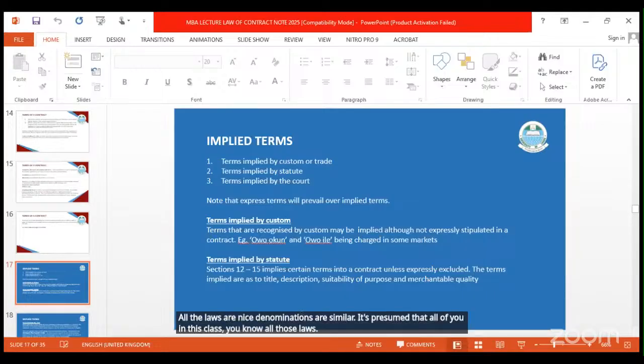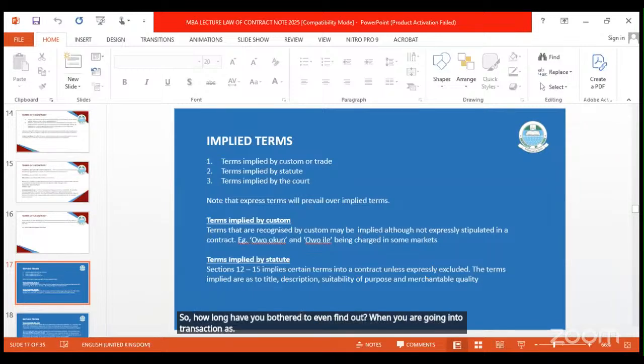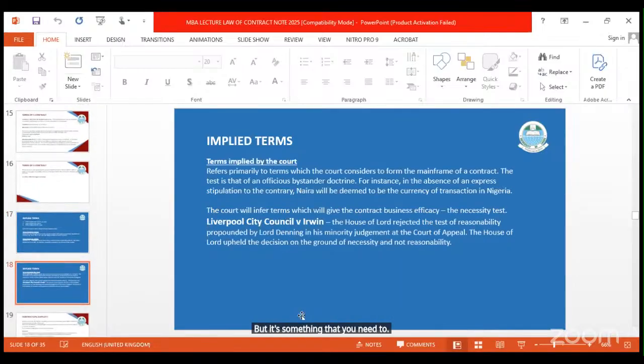Now, if anything happens, you can't say, when they were enacting this law, I was taking lectures in University of Lagos, so I didn't pay attention. You are on your own. So how many of you bother to even find out, when you are going into a transaction as businessmen and women, how many of you even care to find out some relevant laws that are guiding that particular transaction you are going into? But these are things that you need to take care of.